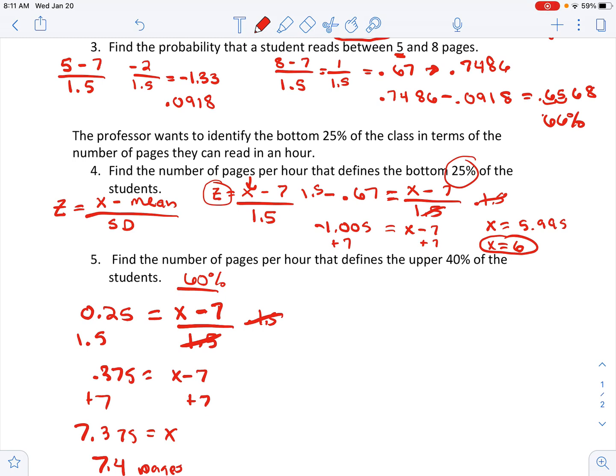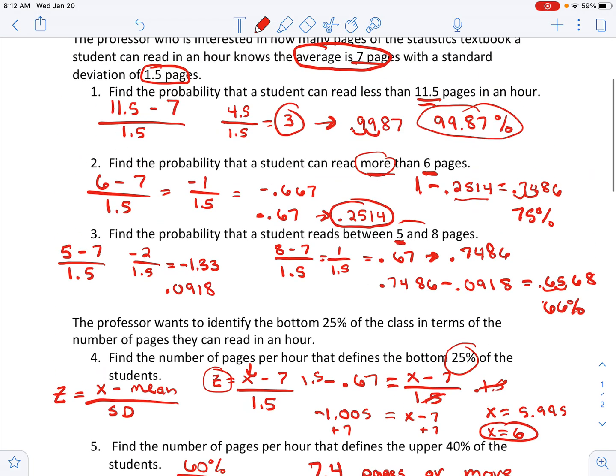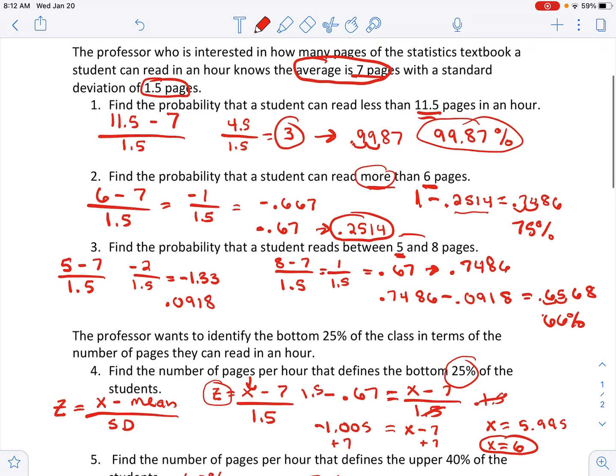That would be the cutoff of the top 40%. So anyone who reads above 7.4 pages is in the top 40%. Okay, so 7.4 pages or more would represent the top 40%. Okay? So it's important to understand these are the things that you're going to be doing, 4 things.